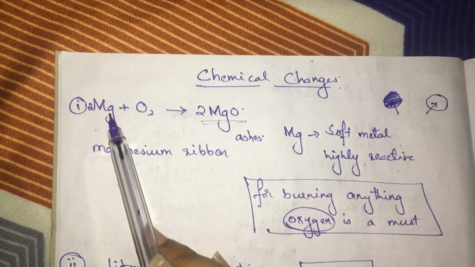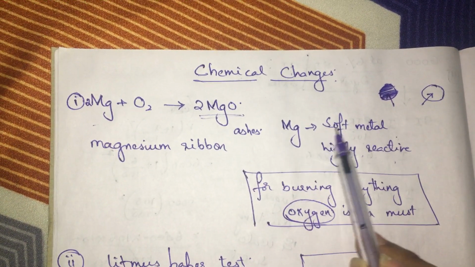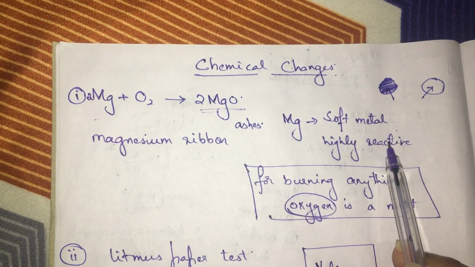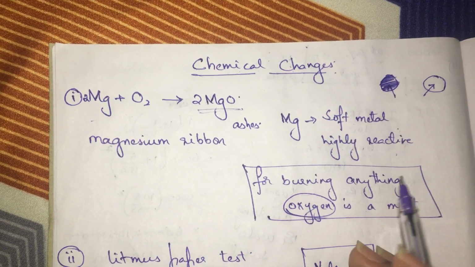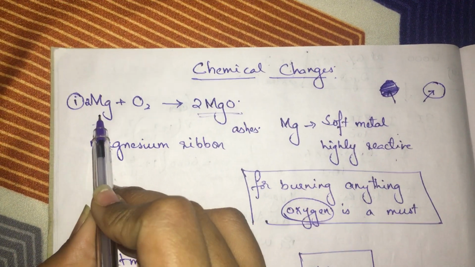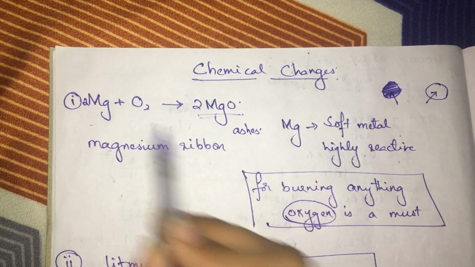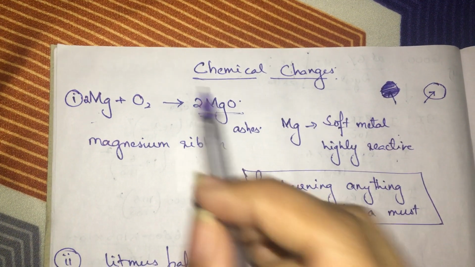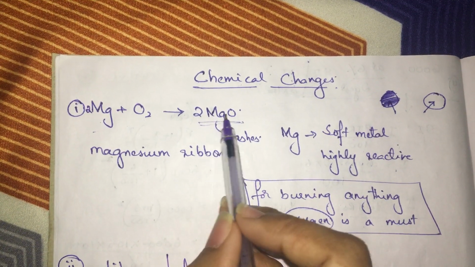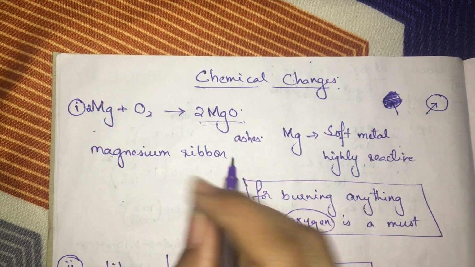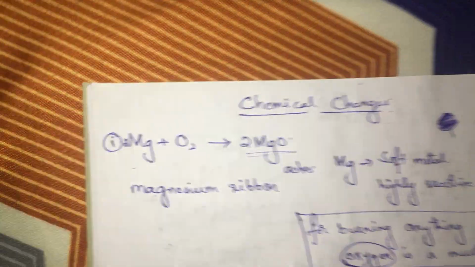Okay, now see here, they take an example of magnesium. Magnesium is a very soft metal and it is highly reactive, so it will catch fire really fast. When you're burning magnesium, for burning anything, oxygen is a must. Magnesium plus oxygen will give rise to 2MgO. Now this is not a balanced equation, I've told you before also.